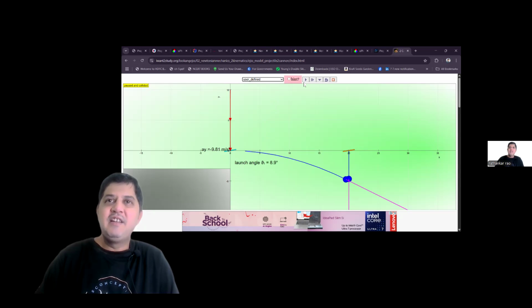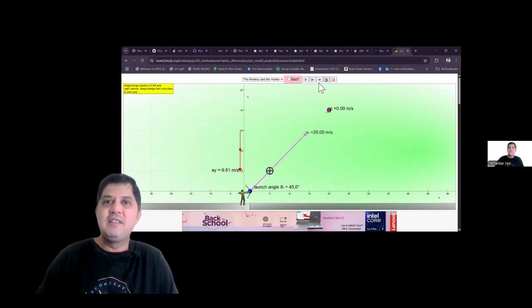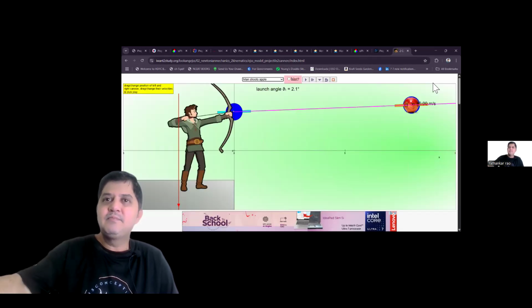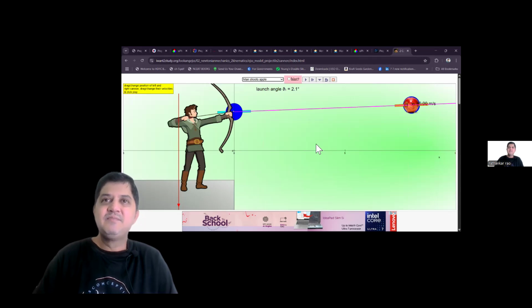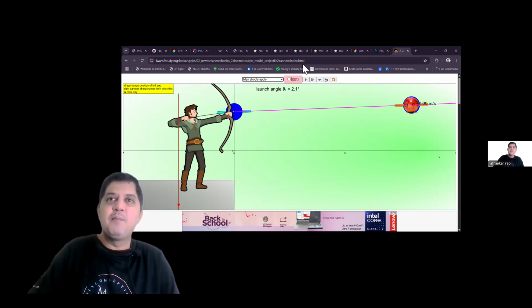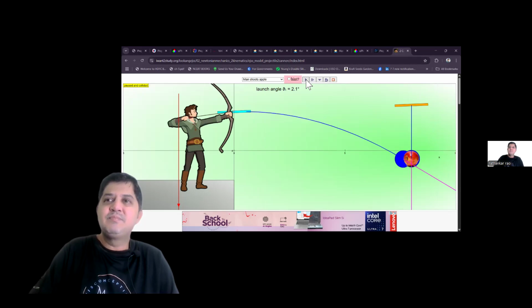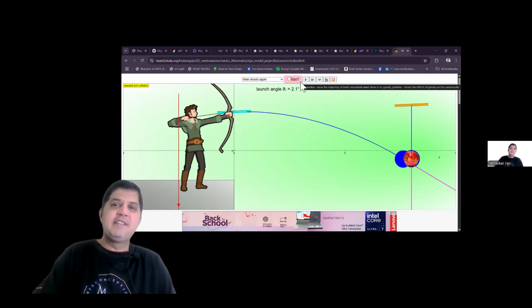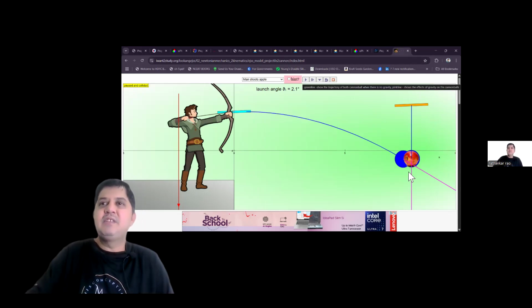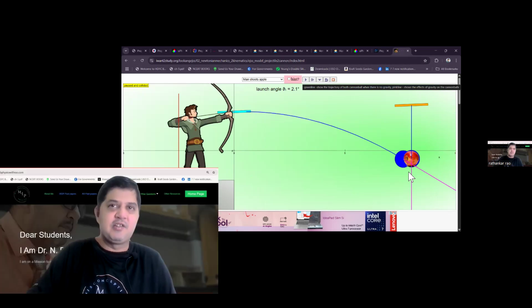I have not tried this. Yesterday I was searching for it and I got this one here. No, it's not showing up. Maybe I have to reset this. I have to reset this. Man shoots the apple. It's like this. I can play with this also. Right. So like this, there are several tools that we have to use for projectile motion.